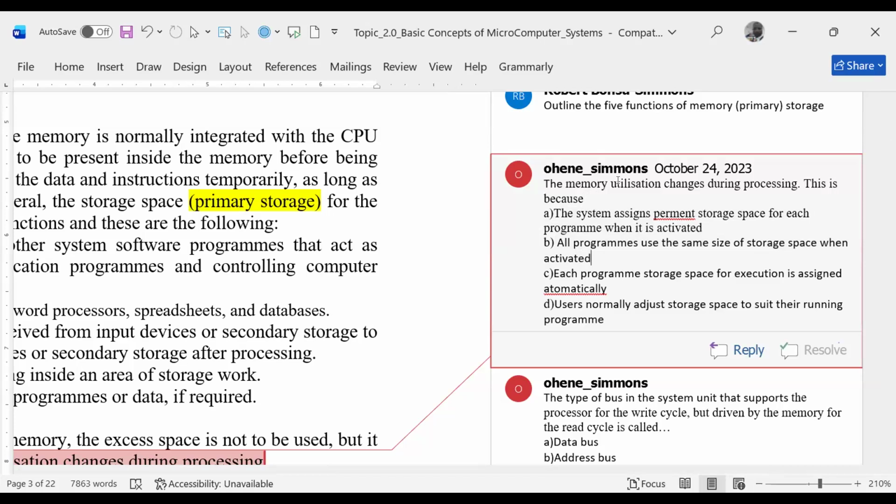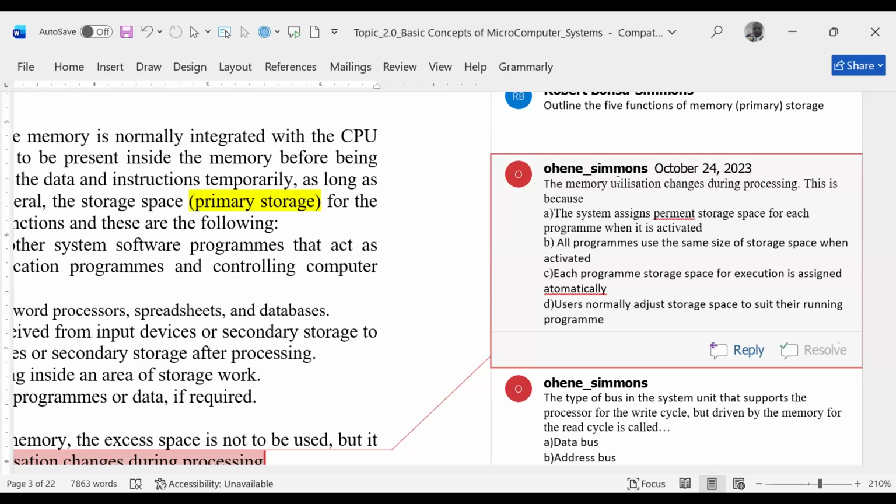The memory utilization changes during processing. This is because: A. The system assigns permanent storage space for each program when it is activated. B. All programs use the same size of storage space when activated. C. Each program's storage space for execution is assigned automatically. D. Users normally adjust storage space to suit their running program. Good. So which one is the answer here?